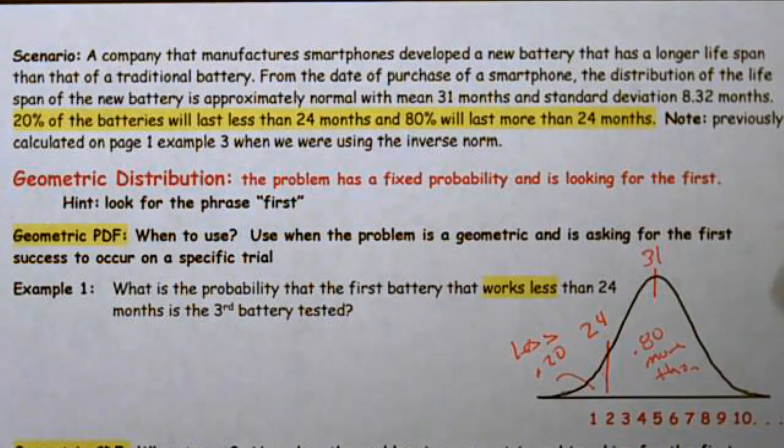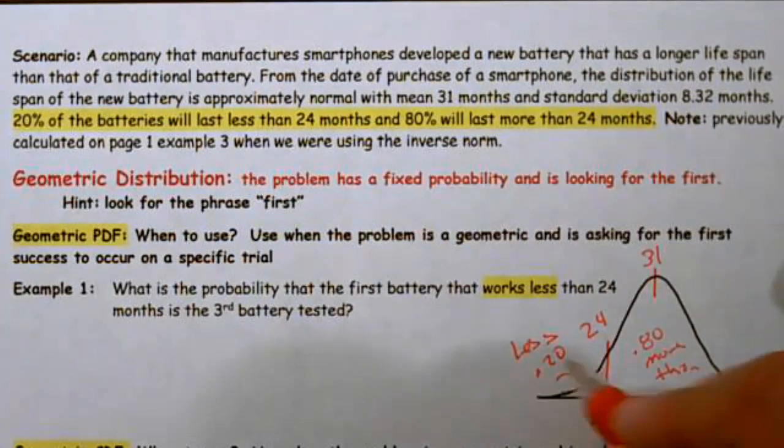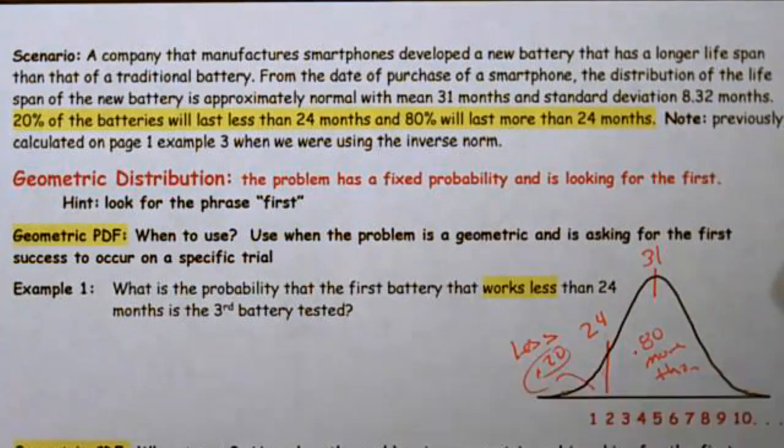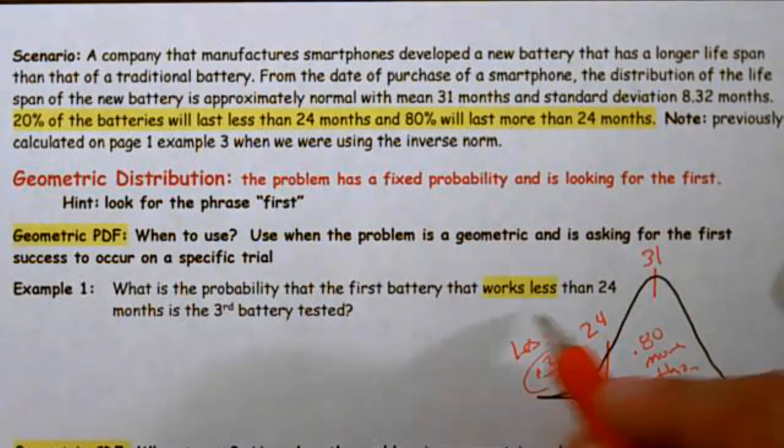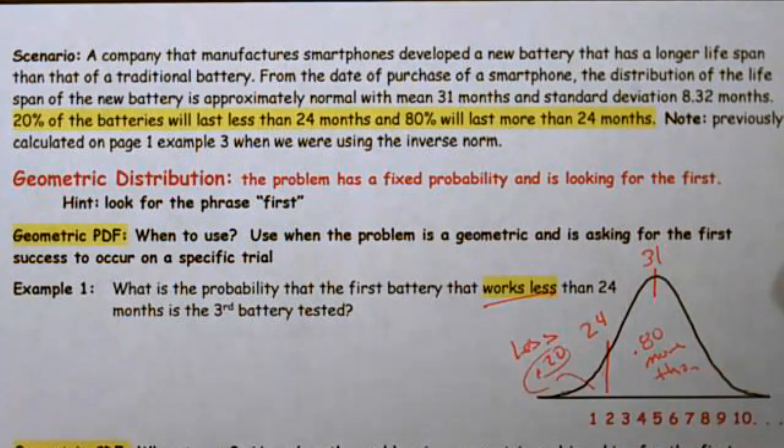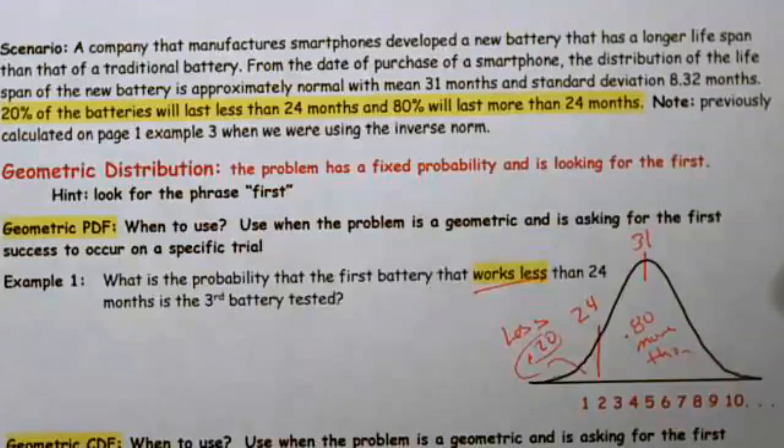So what's the probability of the first battery that works less than 24 months is the third battery tested? So first off, we're working with a less than. We know that because it says works less than 24 months. And they want the third battery tested, and there's that keyword first.